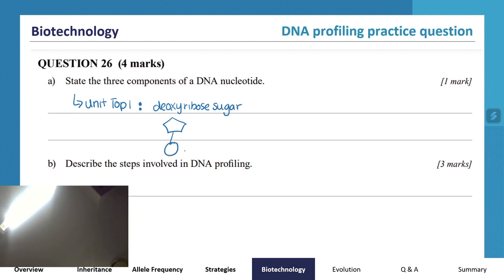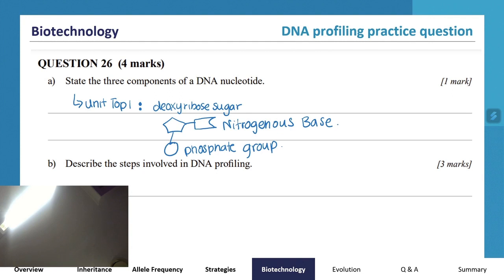Covalently bonded to a phosphate group. And the sugar also has a nitrogenous base. Now, to get the one mark that this question is worth, you do not need to draw the nucleotide. You just need to say those three words on there.